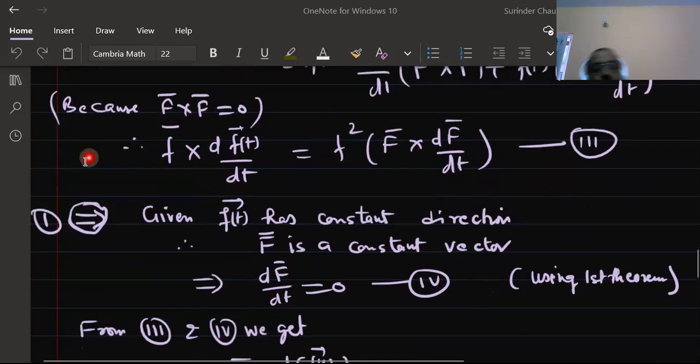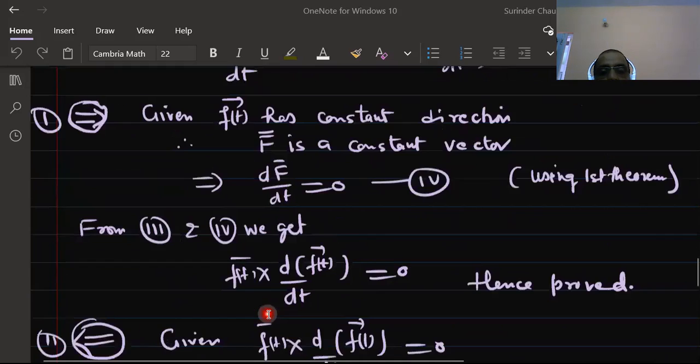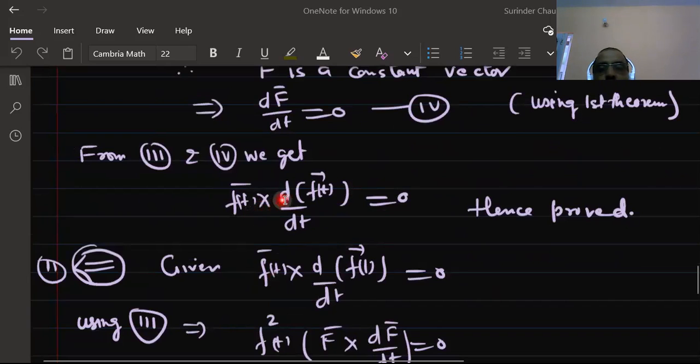Now we'll prove the necessary part. Given that f has a constant direction, that is, F is a constant vector. So the derivative of F is equal to 0 by the first result. Therefore, F vector cross dF/dt is equal to 0. So the third and fourth equations imply f vector cross df will be equal to 0. That's true.